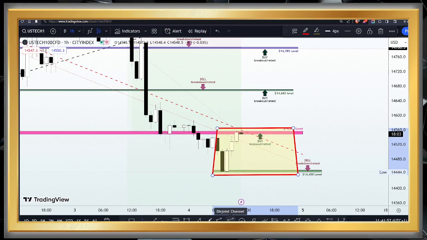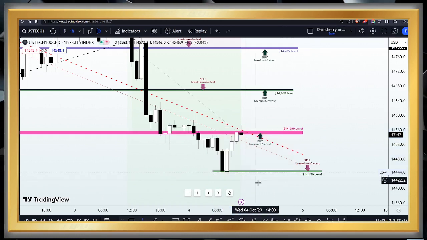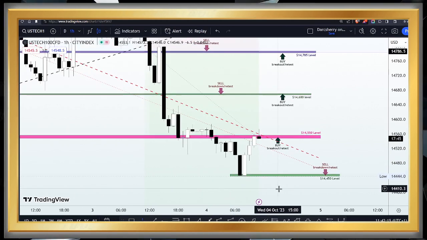So let's see how the market will react around the zone. A break above will welcome buying opportunities, while a breakdown below the structure of the 14,450, the lowest point this week, will welcome more selling opportunities. So these are my views here on the USTech100 for today's trading session.